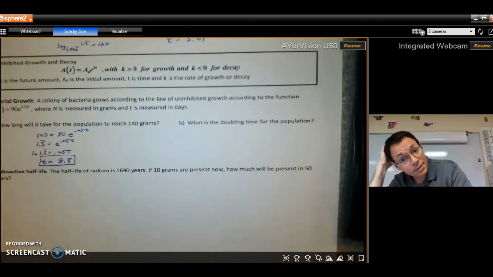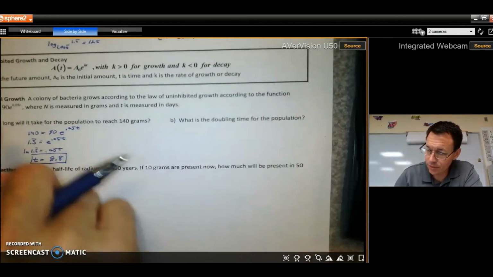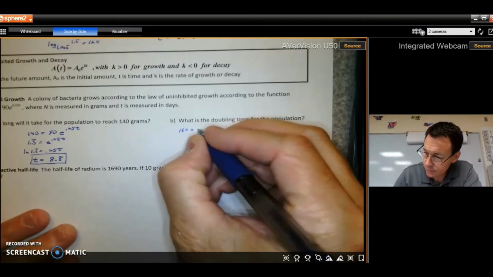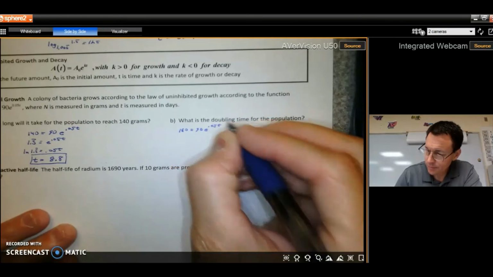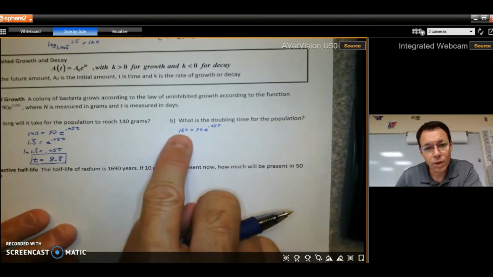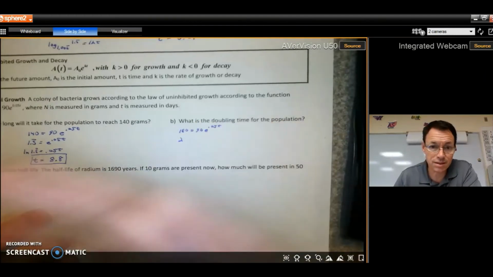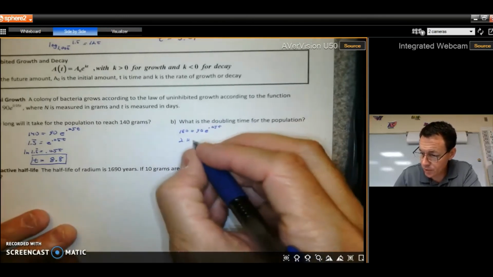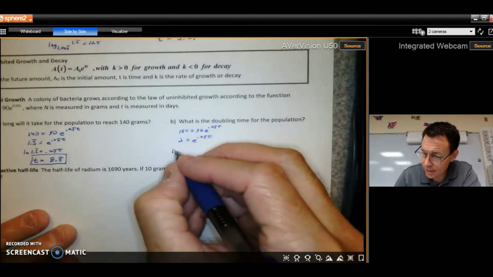Okay? B says, what is the doubling time? Well, for doubling, if we have 90, it just means when are we going to have 180? So everything else is the same setup. The first thing I have to do is isolate my base, so I'm going to divide. Well, 180 divided by 90 is 2. That's not a coincidence. This is a doubling time, so this is what should happen. So 2 equals e to the 0.05t. So we are going to take the natural log of 2.